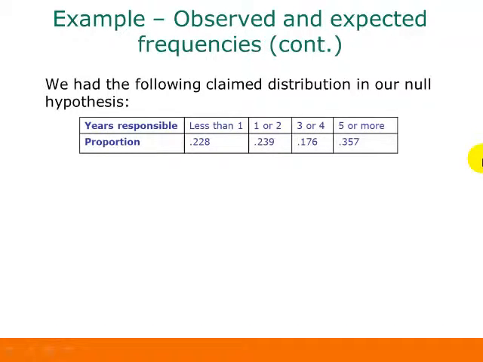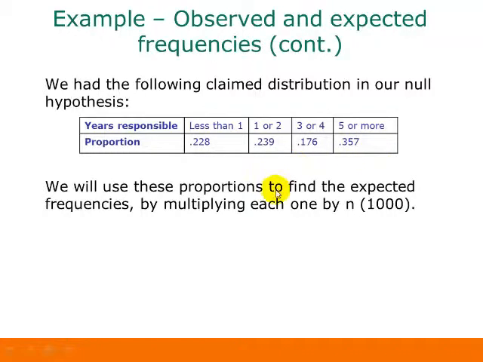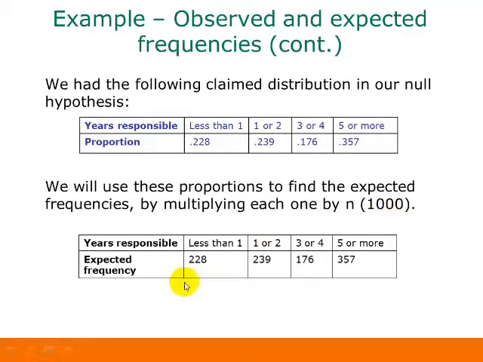Now, to get our expected frequencies, we need to look at the claim distribution that we stated in our null hypothesis, which was this. So we have the number of years responsible and then the proportions that we had. We're going to use these proportions to find the expected frequencies just by multiplying each one of these by our sample size, or our number of trials, which is 1,000. When we do that, for the less than 1 year category, we get 228. For 1 or 2 years, we get 239. For 3 or 4, we get 176. And for 5 or more, we get 357.